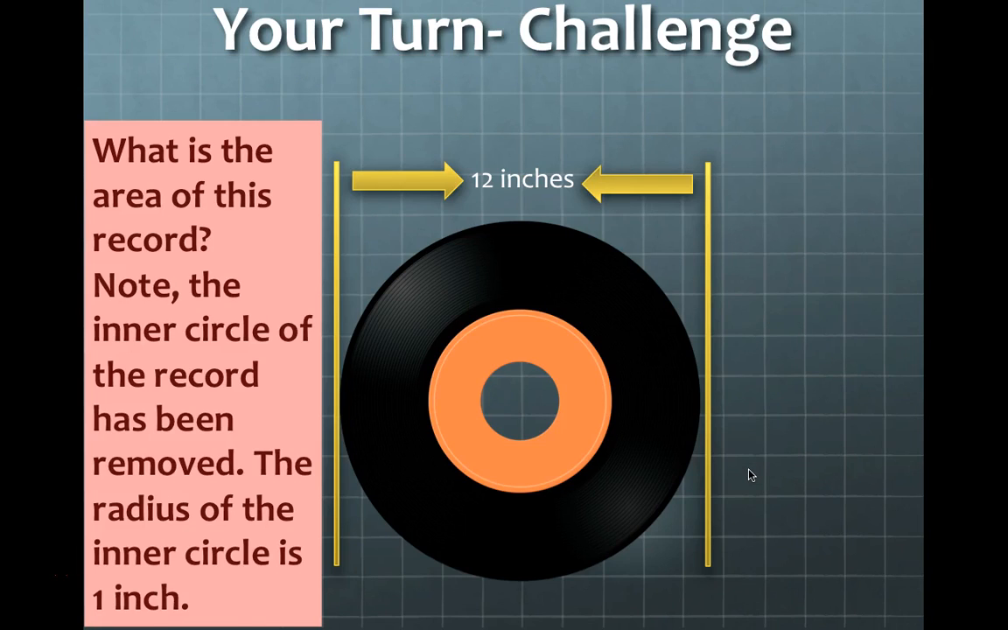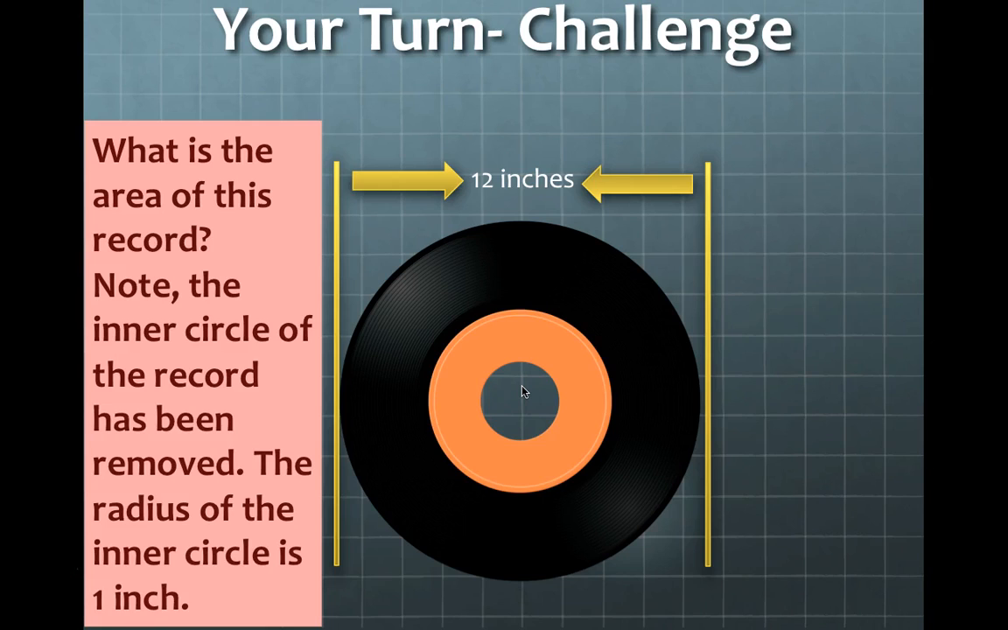Now for the challenge. I want to know, what is the area of this record? Note, the inner circle of the record is missing, because remember, that's what they put it on. I was born in '89. I never had a record player, but they have to put a hole so they can get the needle on the record. So there is no inner circle of that record.